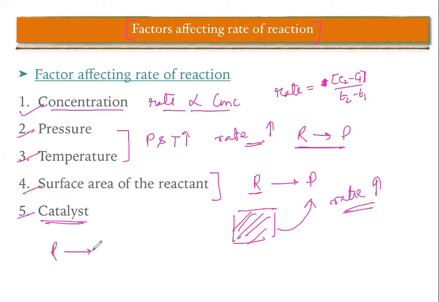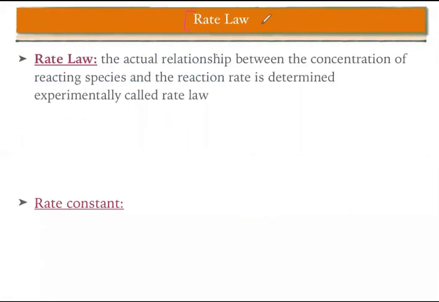Catalyst: similarly, a catalyst is going to give a faster rate, or it is going to decrease the activation energy, and more product will be formed very easily. Hence, we can say that these 5 factors affect the rate of the reaction. Now let us discuss rate law. Rate law can be explained as the actual relationship between the concentration of reacting species and the reaction rate. It is determined experimentally. So now we'll go one by one.